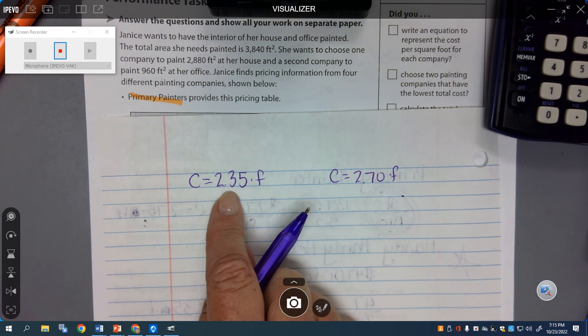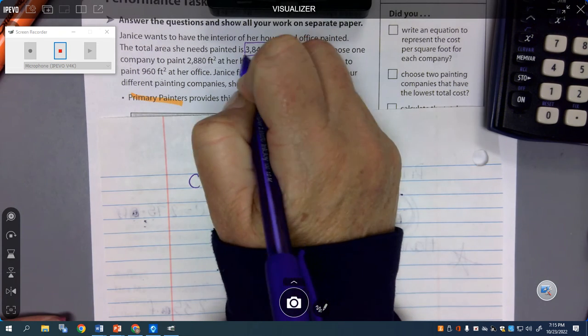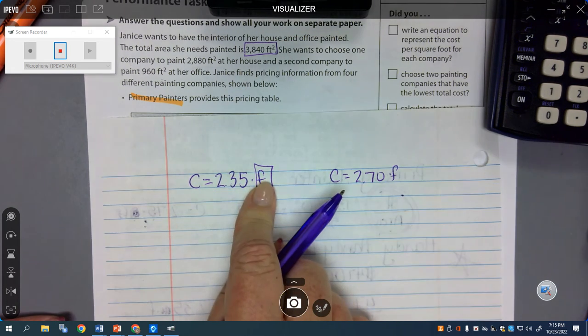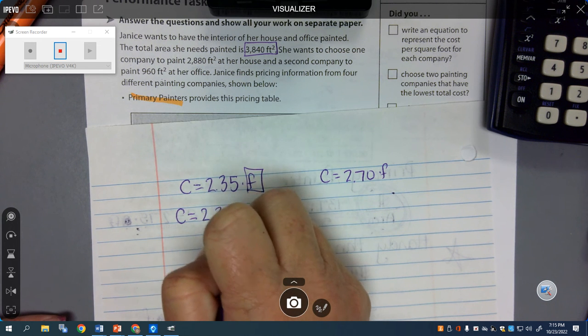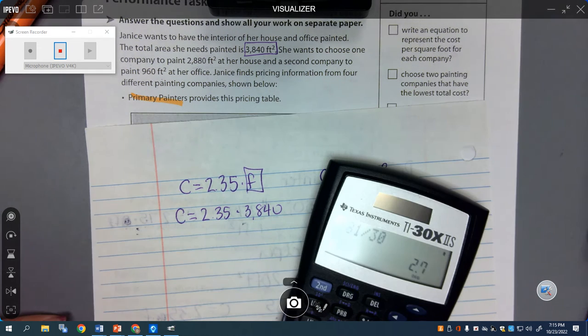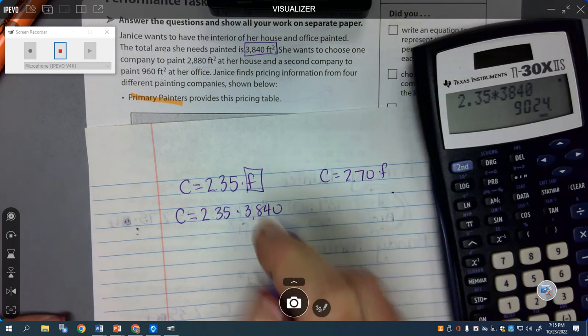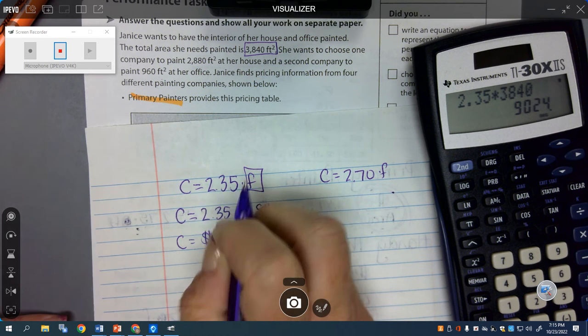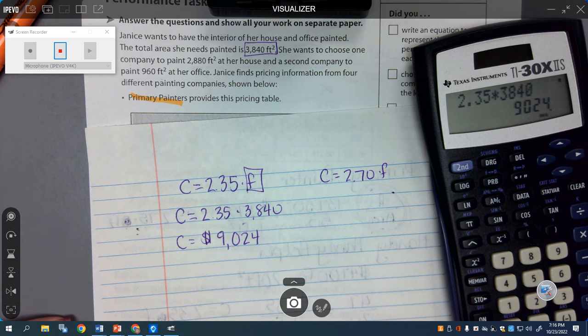This is a smaller amount, so we're going to have this company paint her house. To find out how much it's going to cost, we're going to take the square footage and plug it in for the square footage here. So the cost equals 2.35 times 3,840. So let's see how much that's going to cost. $2.35 times 3,840 comes out to be $9,024.